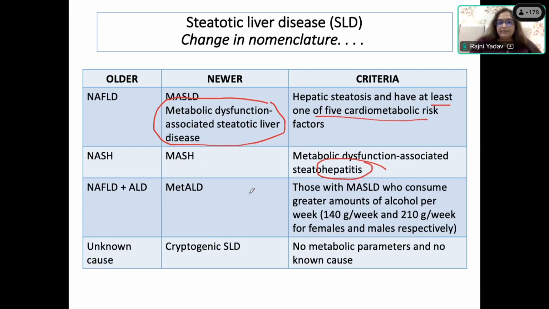Then there are some people who have features of both. Those who fit into MASLD, but they are consuming alcohol, which is not in the range of alcoholic liver disease, but is actually significant. So if they consume alcohol and have features of MASLD, that's a combination. You will call this MET-ALD, that means metabolic dysfunction associated with significant alcohol intake also. Then in cases in which there is no metabolic derangement, no alcohol history, you don't know, you can call that a cryptogenic steatotic liver disease.